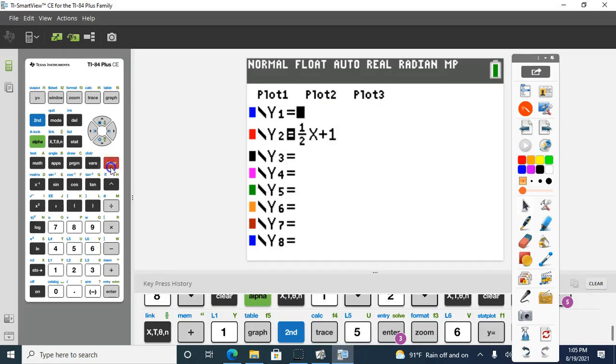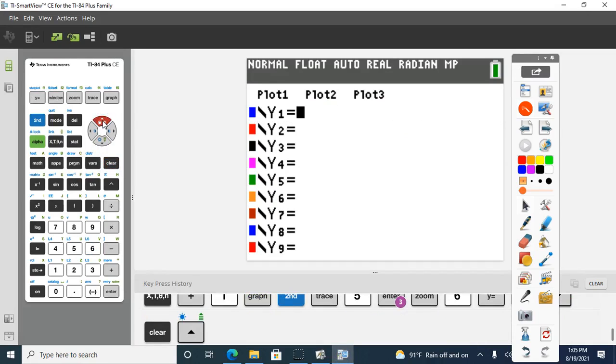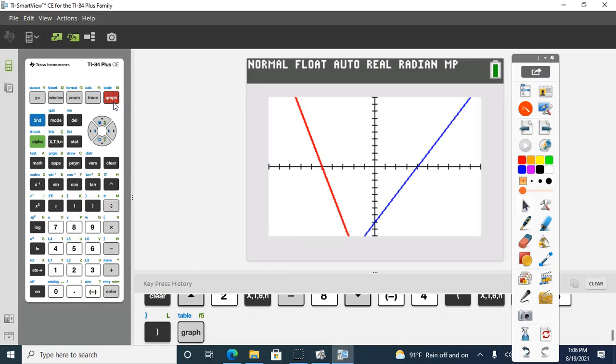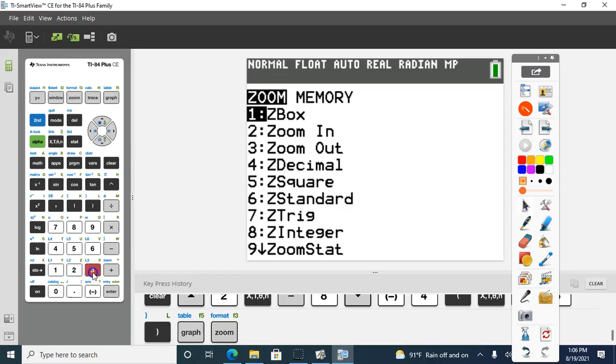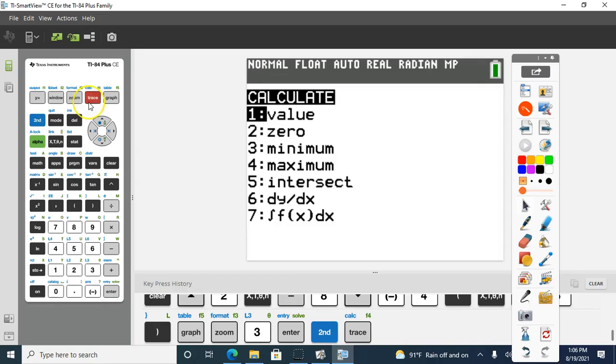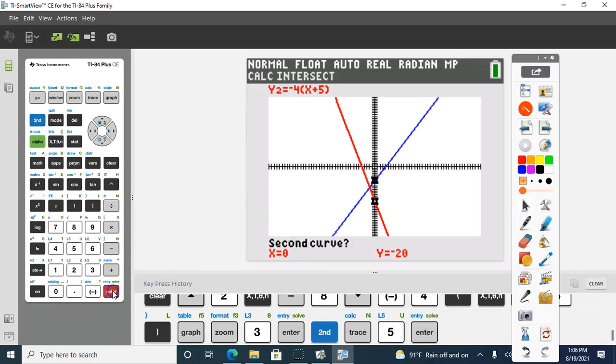Okay? So let me clear off what I had there. What was the left side of that first one? 2x minus 8. Thank you. 2x minus 8. And then the right side of the equation is -4, parentheses, x plus 5. And I hit graph. And can I see their intersection? I can't, so I need to zoom out just a little bit, looks like. And now I can, and what's the process? What do I hit? Second, trace, 5. And then enter, enter, enter.